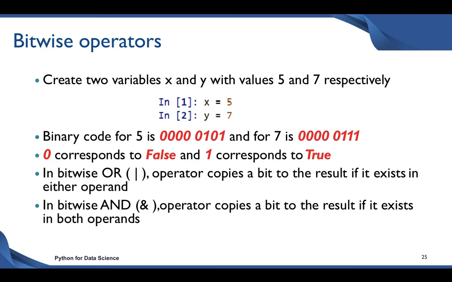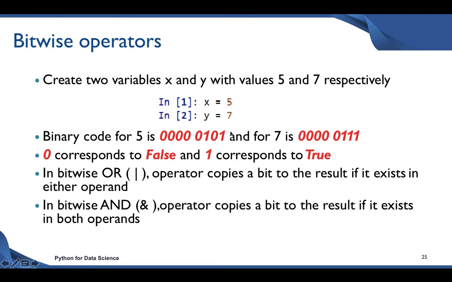For example, we have created two variables x and y with values 5 and 7 respectively. x is 5, y is 7. Now we change the values of x and y into binary code. So the binary code for 5 is 00000101. How is this binary code formed, right?